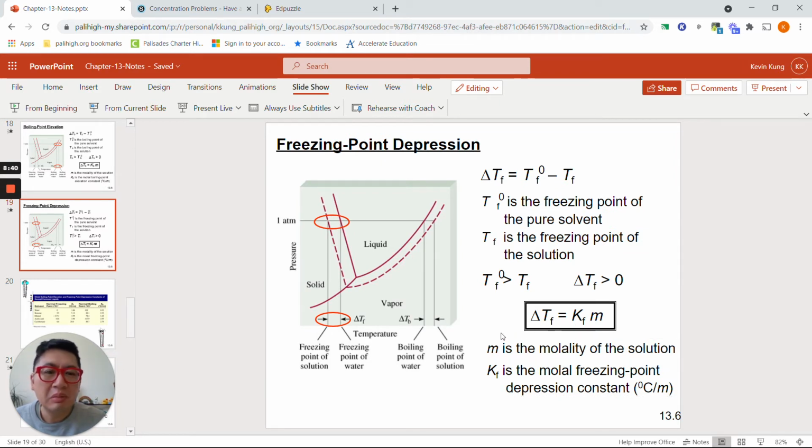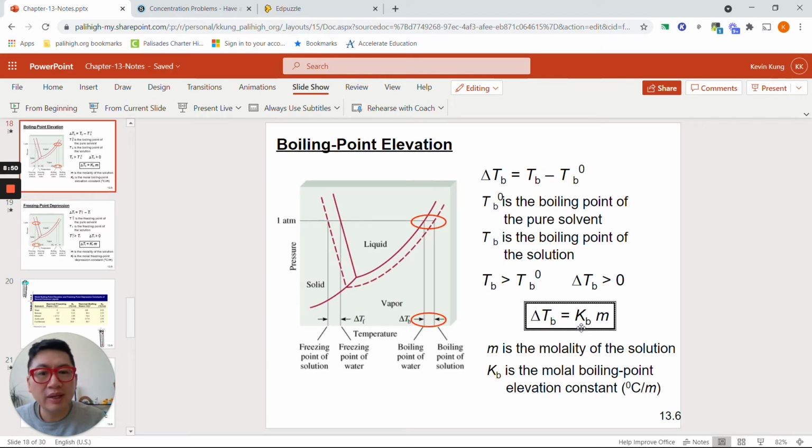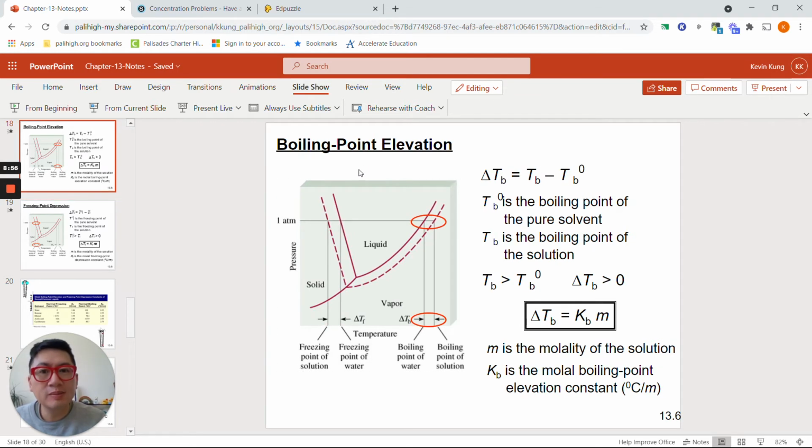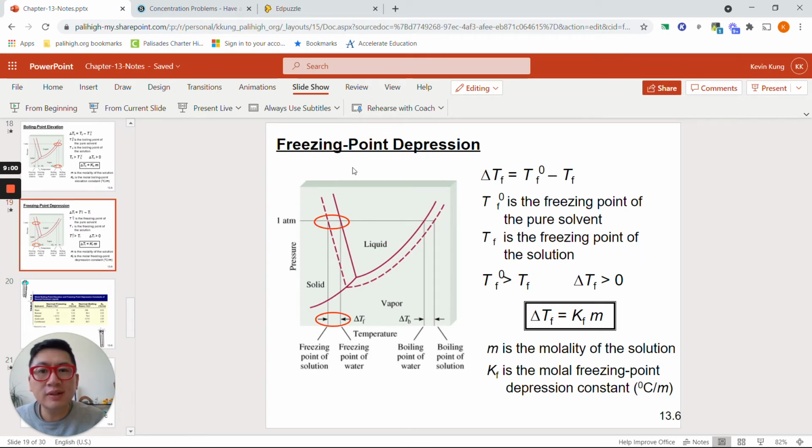Notice they're kind of the same, but they're not. They both have a constant. m is still a molality. The big difference is F for freezing, B for boiling. Boiling temperature always goes up, freezing temperature always goes down. Boiling temperature always goes up, boiling point elevation. Freezing temperature always goes down, freezing point depression.